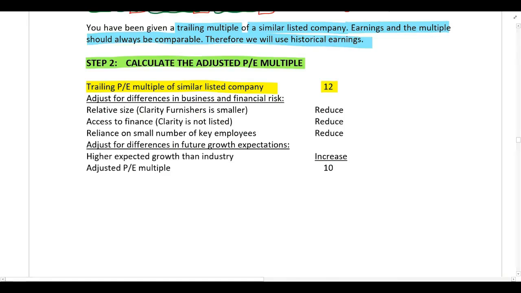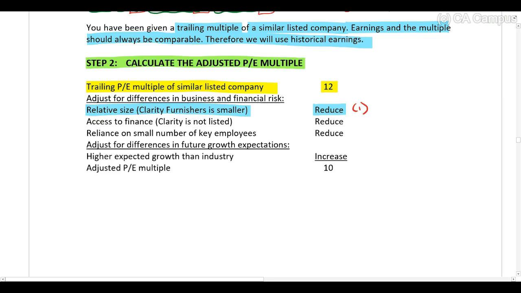So you can see this in our solution. Clarity Furnishers is smaller than the similar listed company, so we reduce the multiple. Now, I haven't put numbers to my calculation, but I recommend that you do put numbers to your calculation, and you always just adjust by 1. So if this is going to reduce the PE multiple, I'm just going to decrease the multiple by 1.